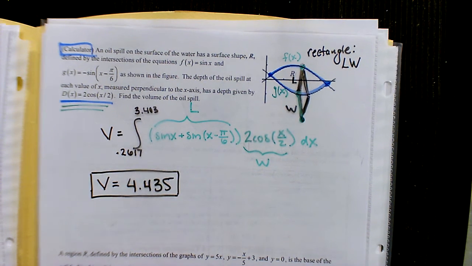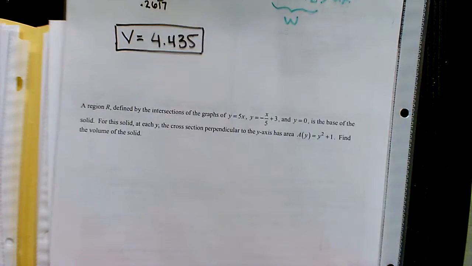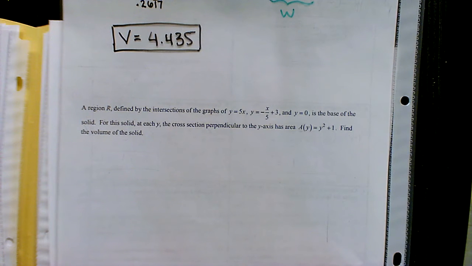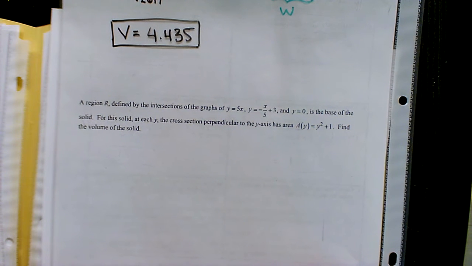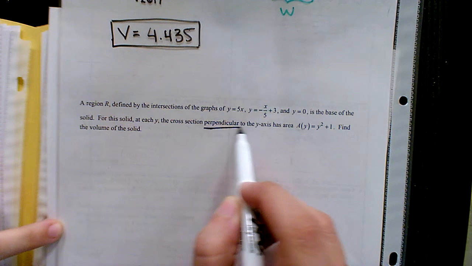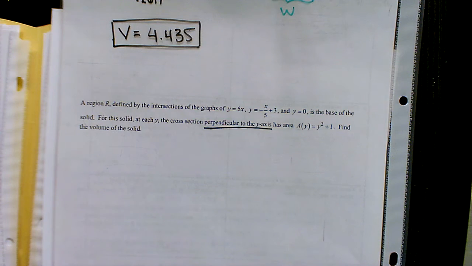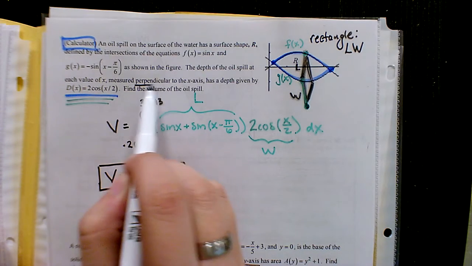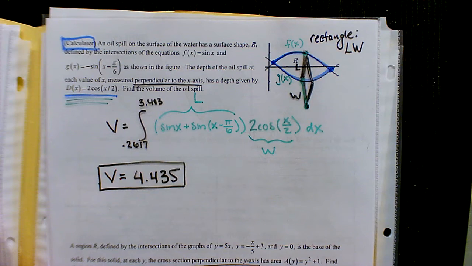All right, let's go ahead and check out the last one at the bottom. Our region R, defined by the intersections of these graphs, is the base of a solid. For this solid at each y, the cross-section is perpendicular to the y-axis. Okay, so this is a little different. If you noticed in the last one, it said perpendicular to the x-axis.